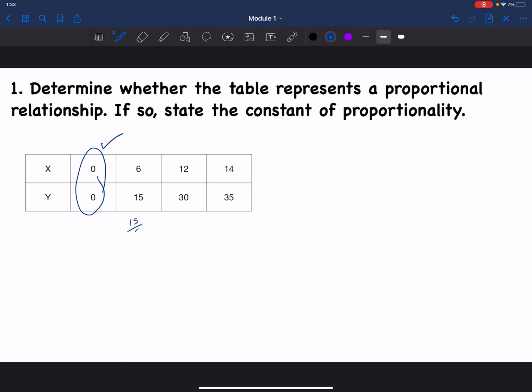So 15 over 6 simplifies to 5 over 2 when I divide both of those by 3. 30 over 12, when we divide by 6, we get 5 over 2. And 35 over 14, when I divide by 7, gives me 5 over 2. So they all simplified to the same value. So this is a proportional relationship with a constant of proportionality of 5 over 2, or 2.5.